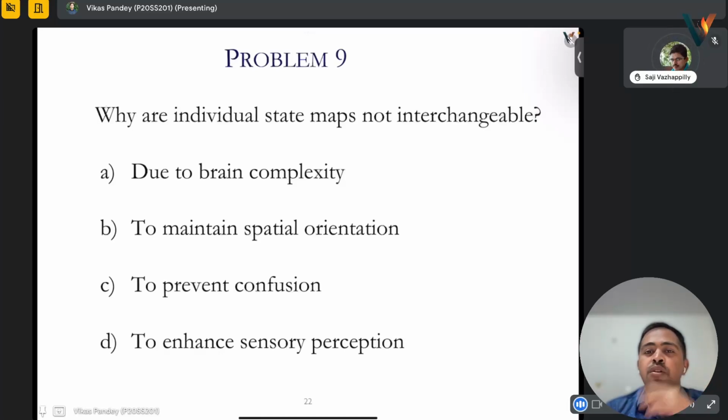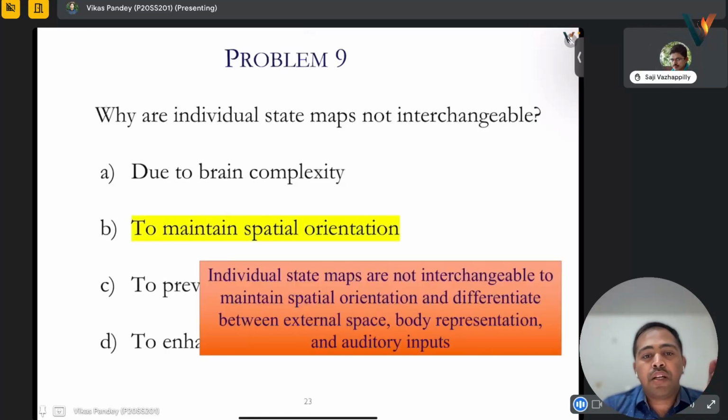Why are individual state maps not interchangeable? Like some time back we were saying, the individual maps are not interchangeable. They are distinct from each other. Is it due to brain complexity, to maintain spatial orientation, to prevent confusion, or to enhance sensory perception? I think to maintain spatial orientation. Because these individual state maps are not interchangeable for maintaining the spatial orientation and differentiating between external space, body representation, and auditory input. Like I said, the body might be at the same spatial orientation, but other factors might change. That is why these two state maps will be different and cannot be interchanged, right?